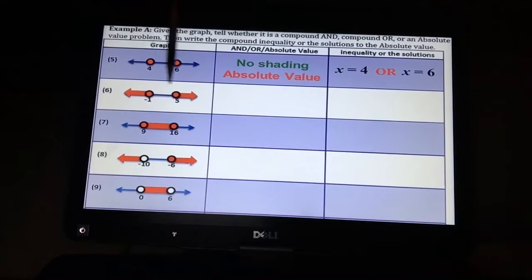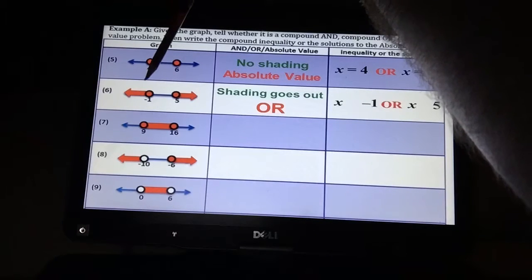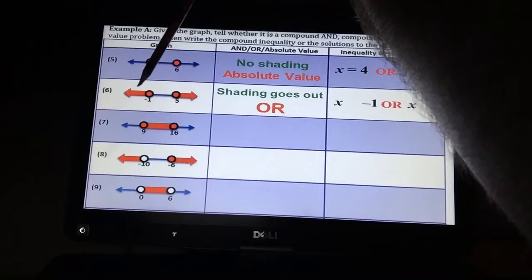Specifically, you can see that the shading goes outward. Okay. Since the shading goes outward, you only have that if it's a compound inequality, and specifically an or compound inequality. Now, over here, when you want to write down the compound inequality, you need to compare x to these two numbers. Okay, so we're going to compare x to -1. We're going to put the or because it is an or problem, and then we're going to compare x to 5. Now what you want to do is figure out what number is in the shading to help you do that.